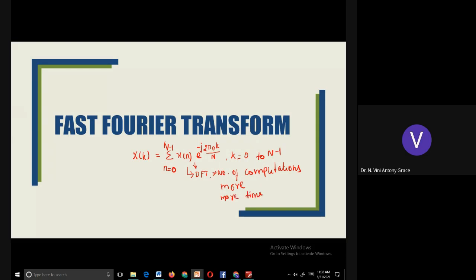So to speed up the process of computation of DFT, we go for a different algorithm, or you can say a technique, which is called fast Fourier transform. That is why they have mentioned it as fast. It speeds up the process of computing DFT by reducing the mathematical complexity involved in it.